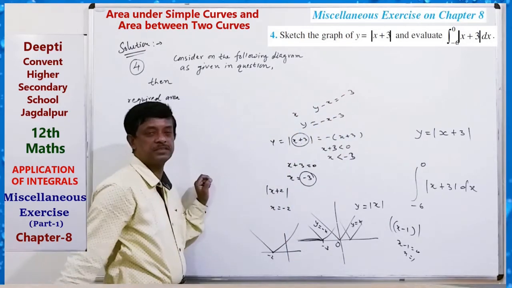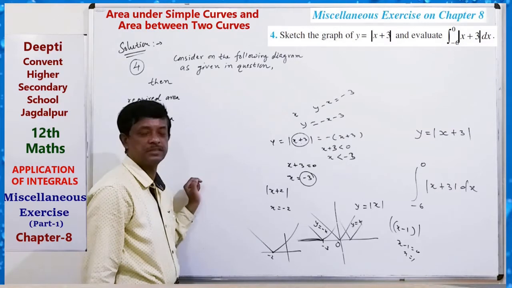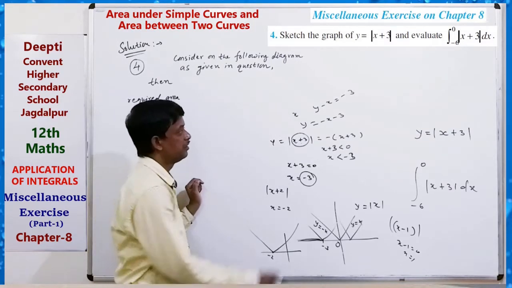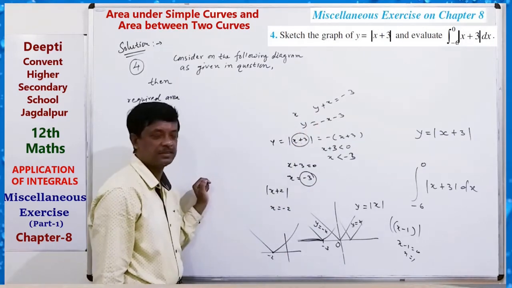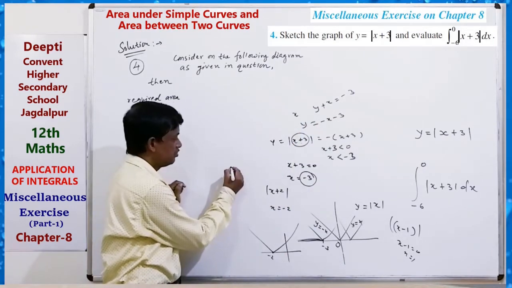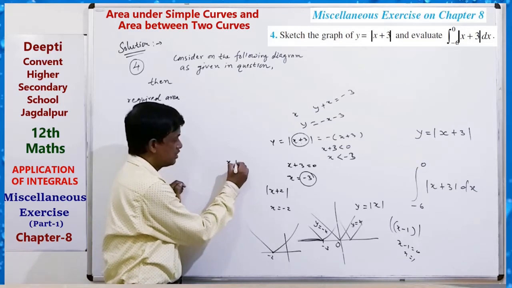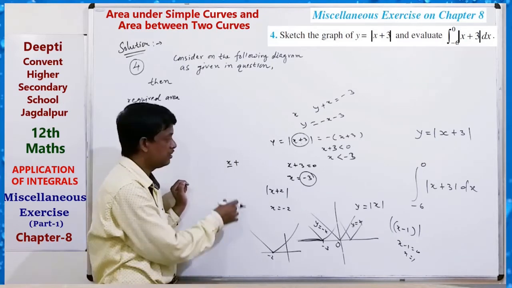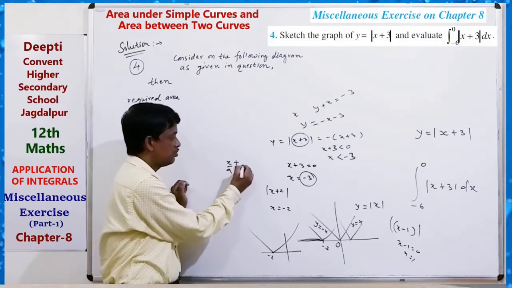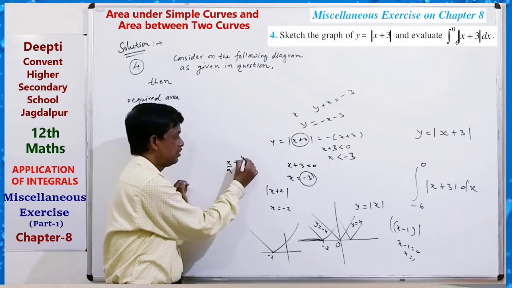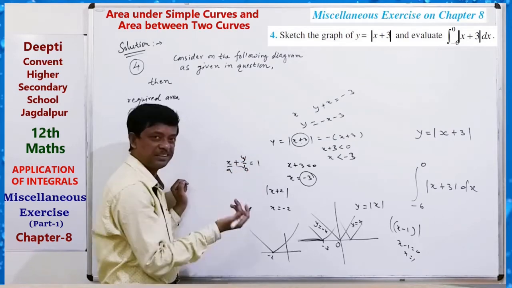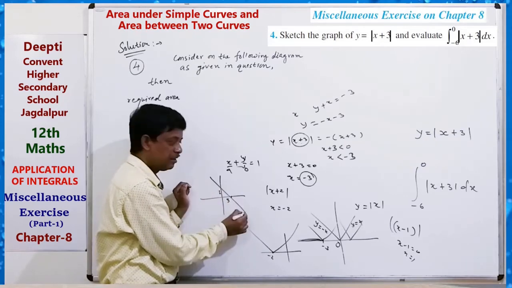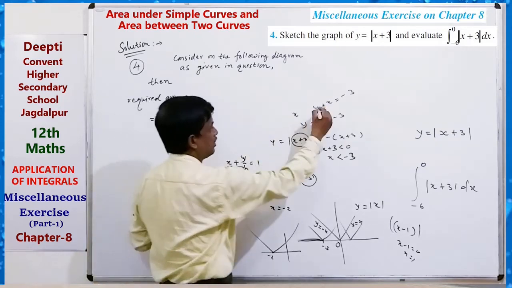So the graph of this line we can find. We know the intercept form: x by a plus y by b equals 1. Here a and b are the intercepts. We can draw it like this, here a, here b, then this is the graph. Here this is what?